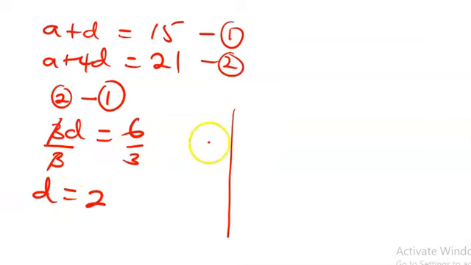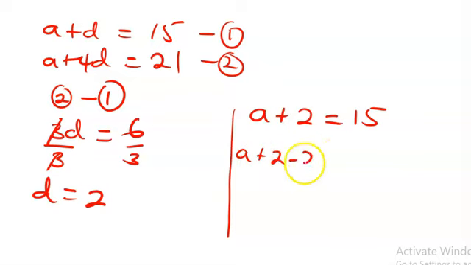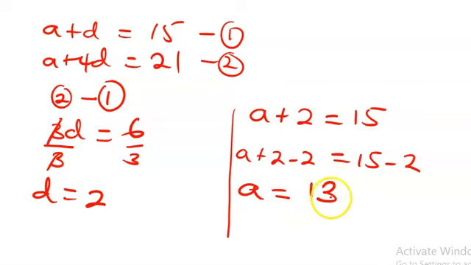Now if D is 2, we put it in any of these equations to find A. So A plus 2 is equal to 15. Then we subtract 2 from each side, so A plus 2 minus 2 is equal to 15 minus 2, so that we get rid of the 2 here. So A will be equal to 15 minus 2, which is 13. So the first term is 13, and the common difference is 2.